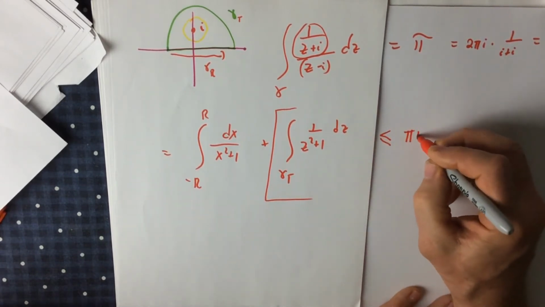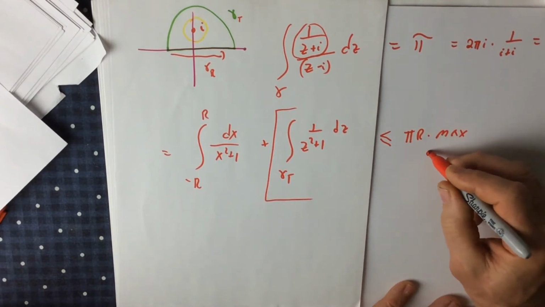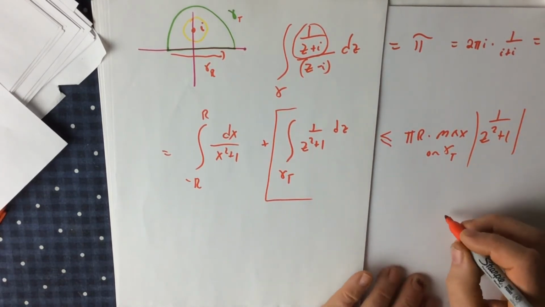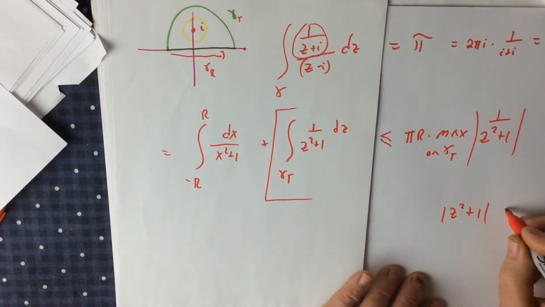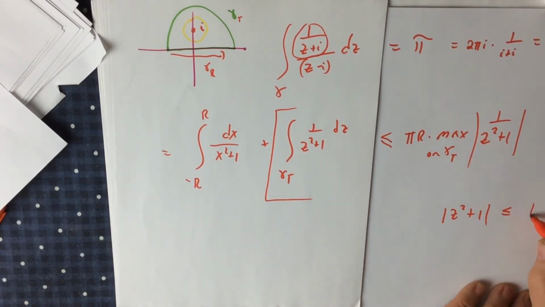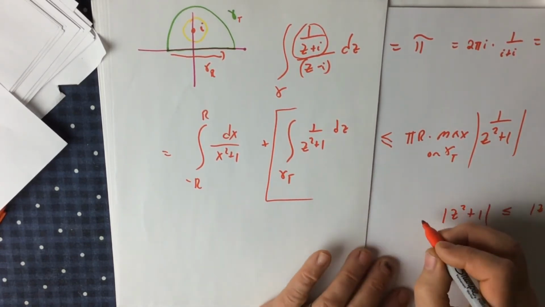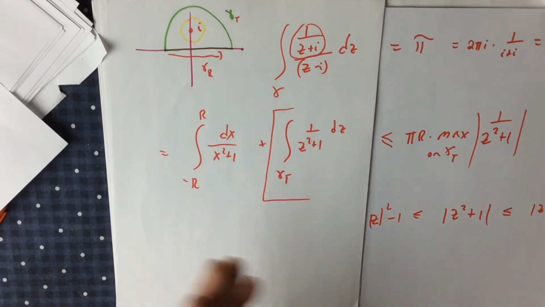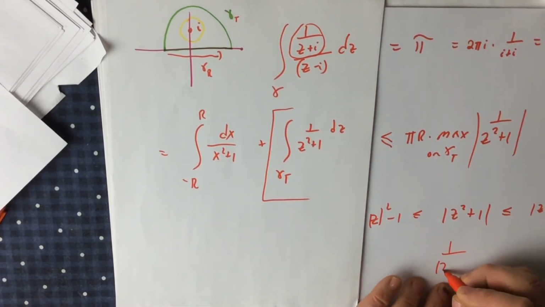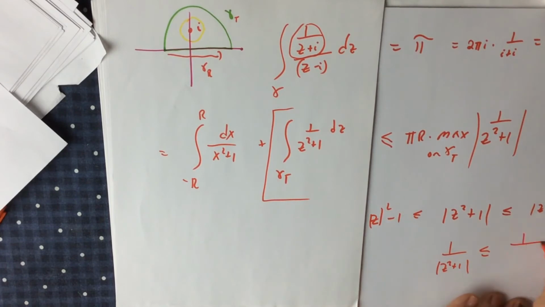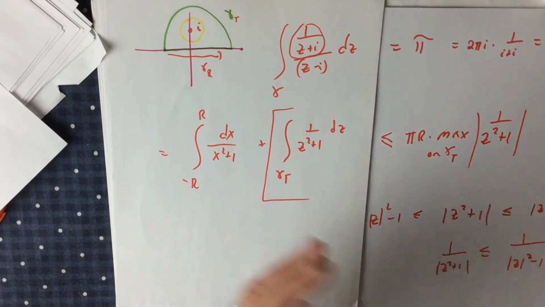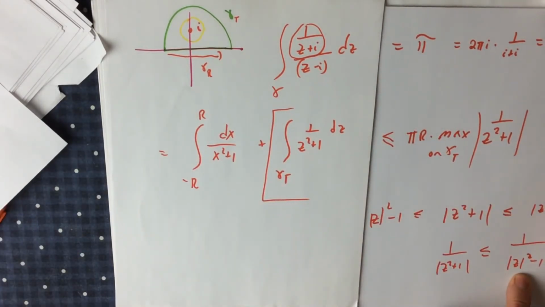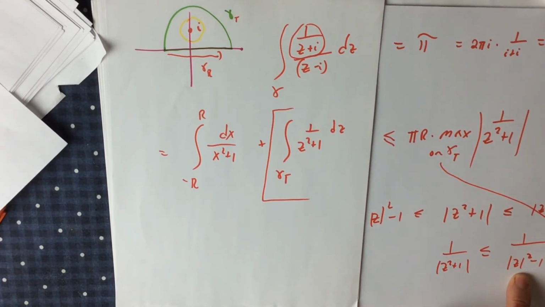So I'll have pi r, and now I just have to bound this function on gamma, 1 over z squared plus 1. But let's do the following. We know that the absolute value of z squared plus 1 is going to be less than or equal to the absolute value of z squared plus 1, but it's going to be greater than or equal to the absolute value of z squared minus 1. And so now we invert these directions and we get 1 over the absolute value of z squared plus 1 will be less than or equal to 1 over the absolute value of z squared minus 1. But now we remember z is on gamma. Gamma is a circle of radius r. So on gamma, this equals 1 over r squared minus 1.